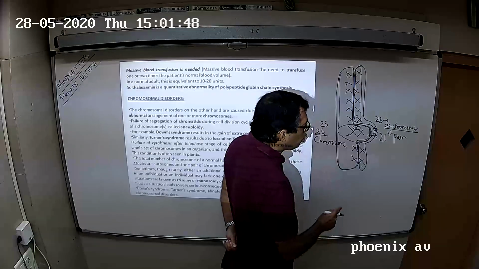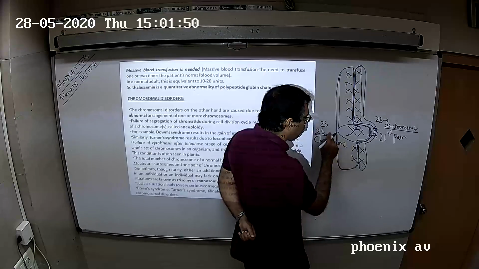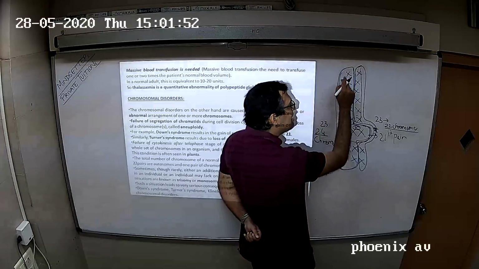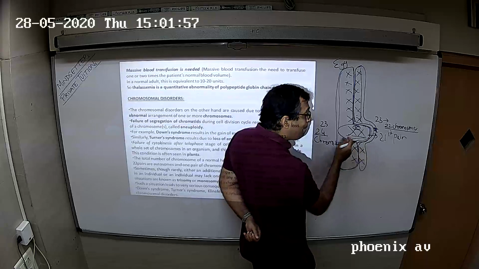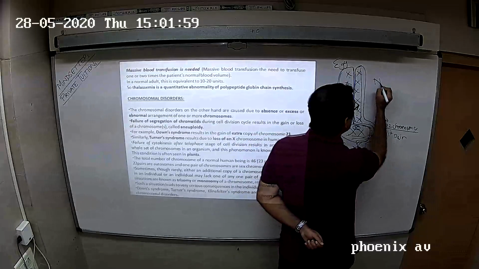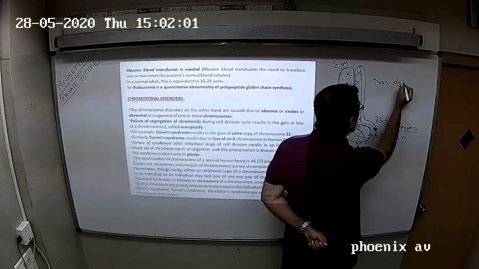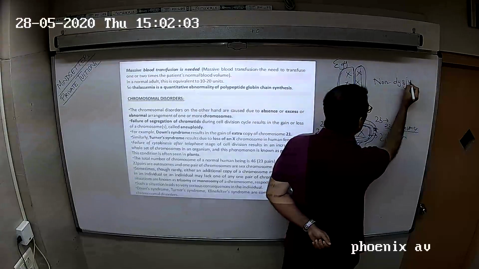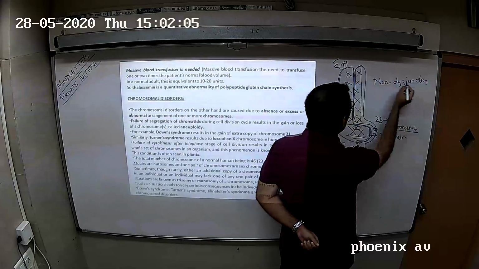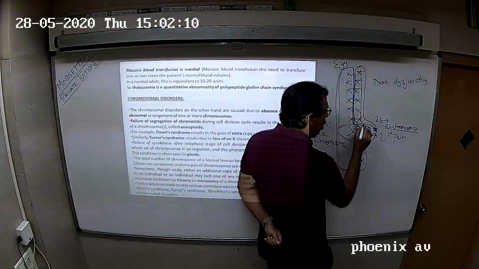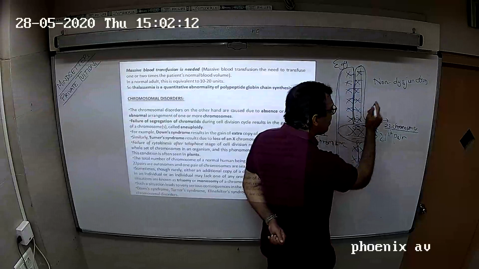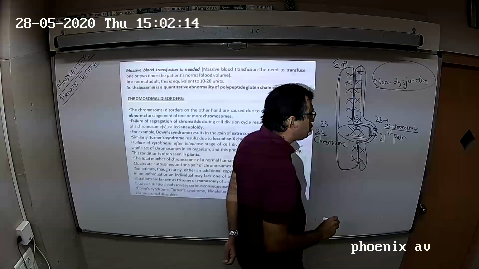So 22 chromosomes, the 21st chromosome is gone here, and this egg has the 21st chromosome pair, which is called non-disjunction. What happened to these? Separation, which is called disjunction, and what happened to these? Non-separation, which is called non-disjunction.